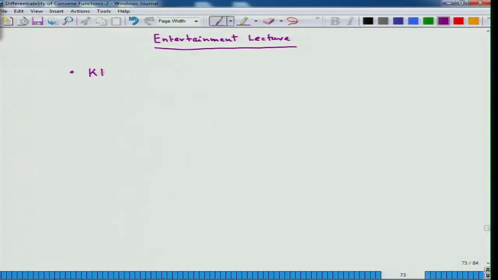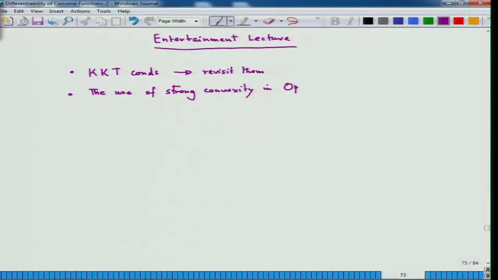We will really look into two aspects: KKT conditions, and we will revisit them. And number two, the use of strong convexity. Now, this revisiting of KKT conditions we will do first and will take the least time.